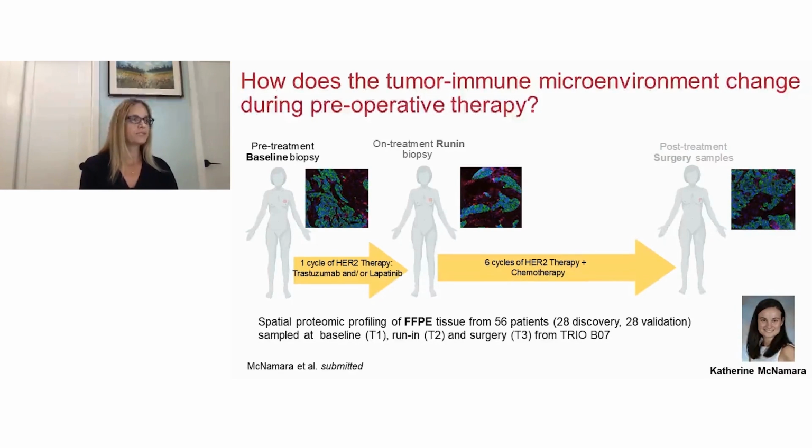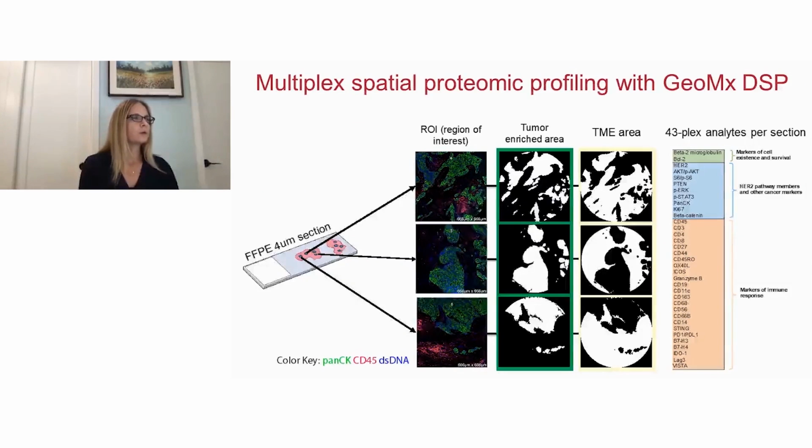In this case, we focused on profiling formalin-fixed paraffin-embedded material from some 56 patients split into a discovery and validation cohort from the TRIO-B07 clinical trial. And using the Nanostring Genomics DSP platform, we used a phenotypic enrichment strategy where we profiled a minimum of 4 different regions of interest across each time point for each patient.